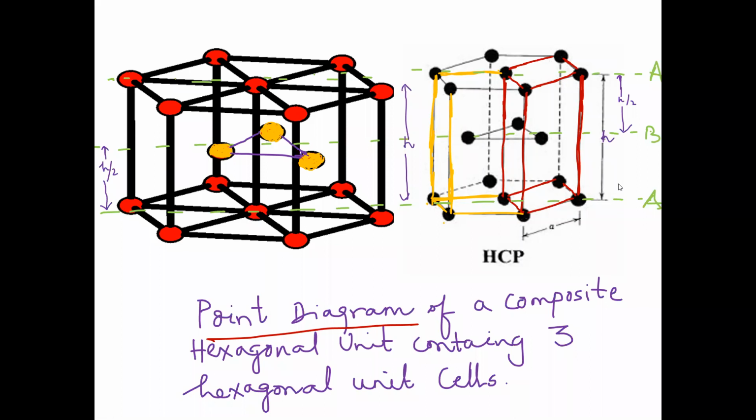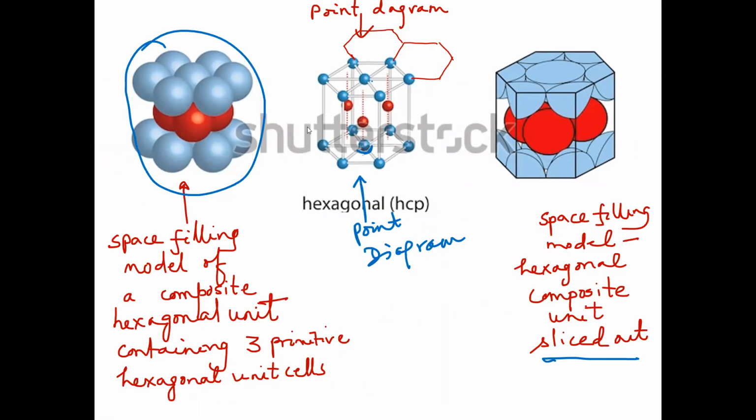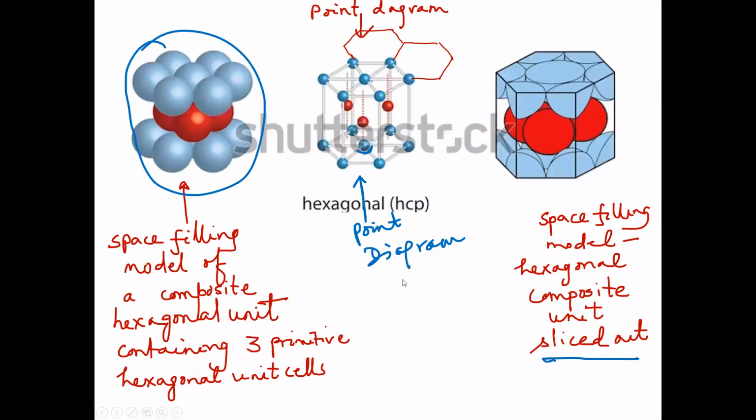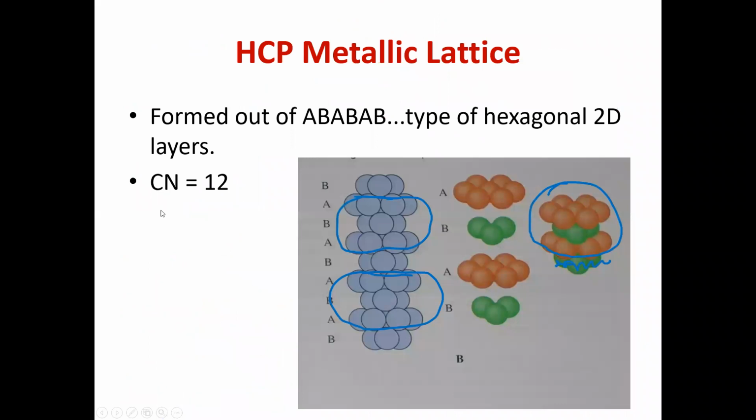Then this is the filling diagram here. This is the filling diagram, this one and this one. This is unsliced, this is sliced. Now, these are the things. Hence, the coordination number is always 12, which we have already found out. Coordination number is 12. I have not written anywhere. Coordination number is always 12, whether it is CCP or my favorite, AB.